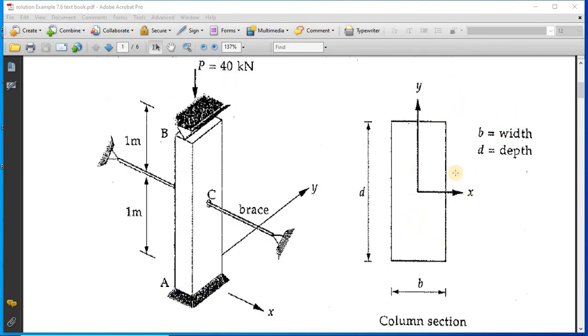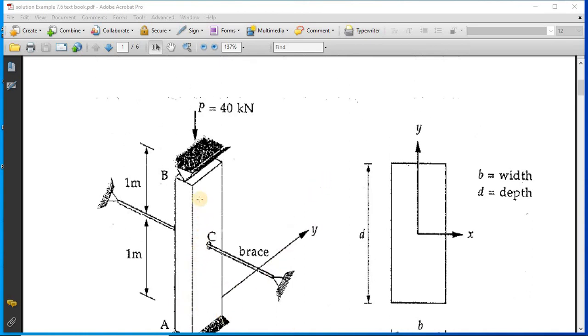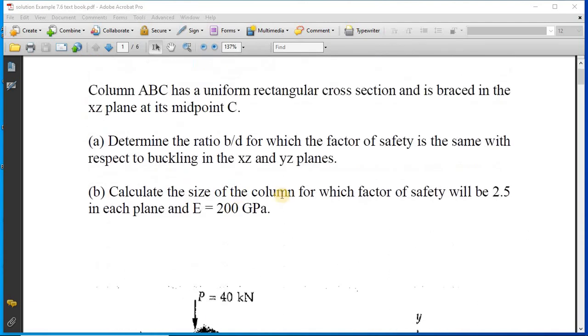This is the cross section of the column. In addition, you can see the axes of the column. This is the y axis, this is the x axis, and the vertical axis is referred to as the z axis. In this problem we will solve for two things. The first is to determine the ratio B over D for which the factor of safety is the same with respect to buckling in the XZ and the YZ plane. B over D refers to the dimensions of the column.